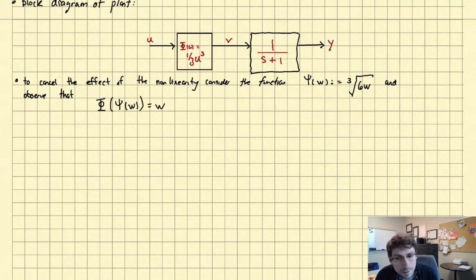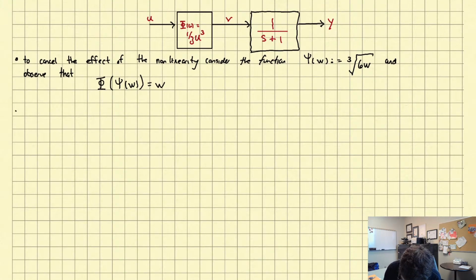Okay, and that's the idea I said before. We design our control signal w, run it through this cancellation term phi, and then what we'll get is that v, the thing going into the linear part of the system, is equal to w. So this suggests the control architecture, where again we're going to just cancel out that other term.